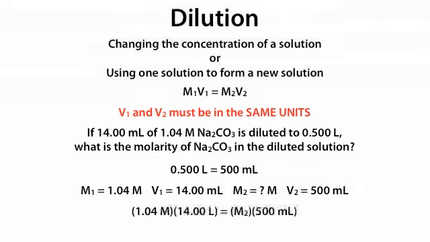So we set up our M1V1 equals M2V2 by plugging in all the variables. 1.04 molar times 14.00 milliliters is equal to molarity 2 times 500 milliliters. Solving for M2, we get 0.029 molar.